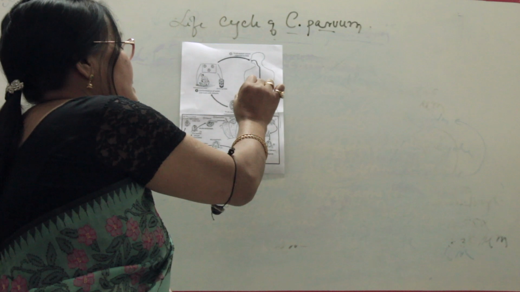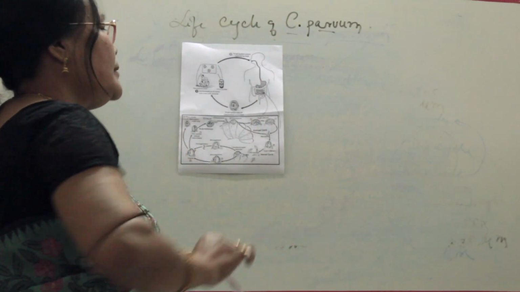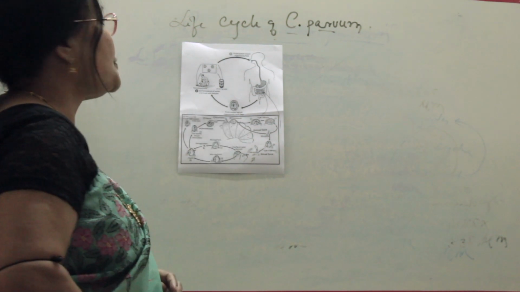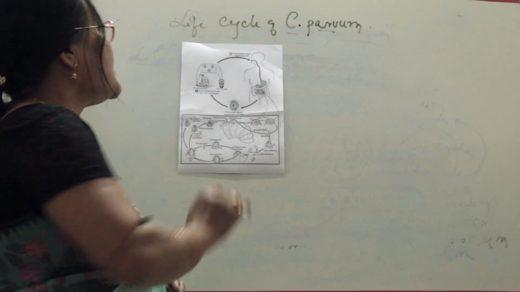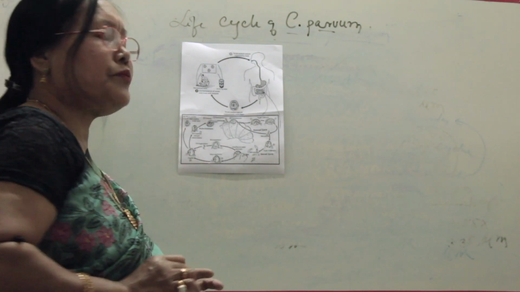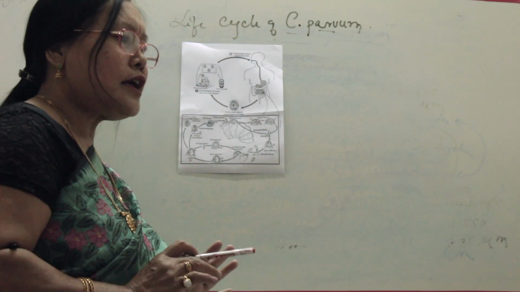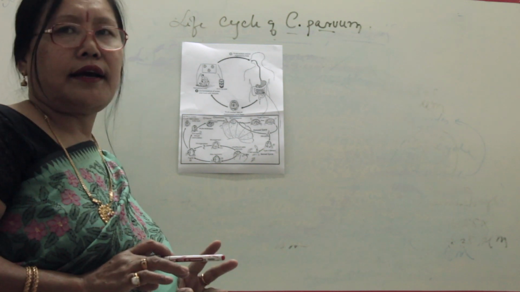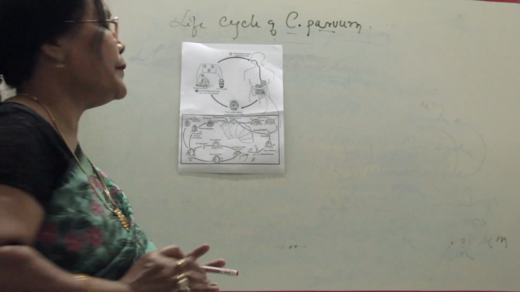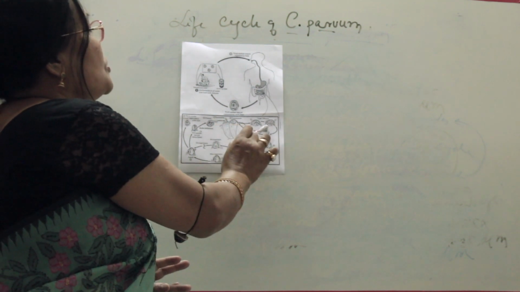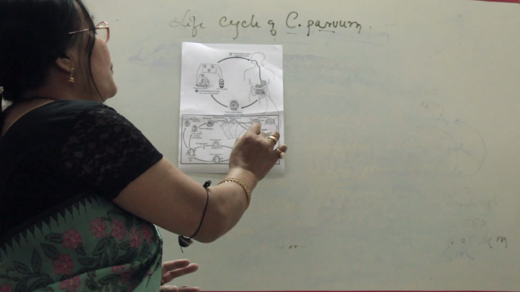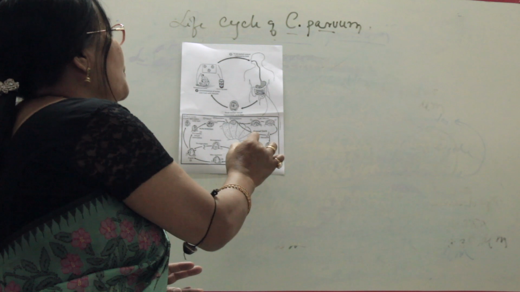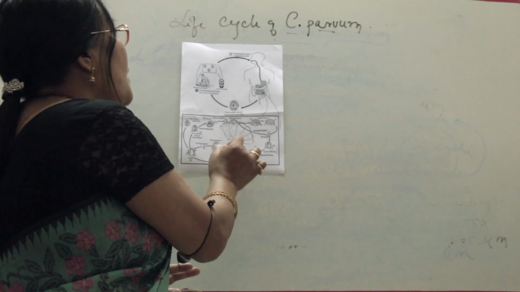When this oocyst reaches the small intestine, then its life cycle begins. These oocysts develop into sporozoites, which is the first stage. Then next is the trophozoite. After the development of the trophozoite, it undergoes two cycles. One is the asexual, another is the sexual cycle. Then this trophozoite undergoes type 1 meront, then merozoite, then type 2 meront, and it again moves into the gamete cycle.